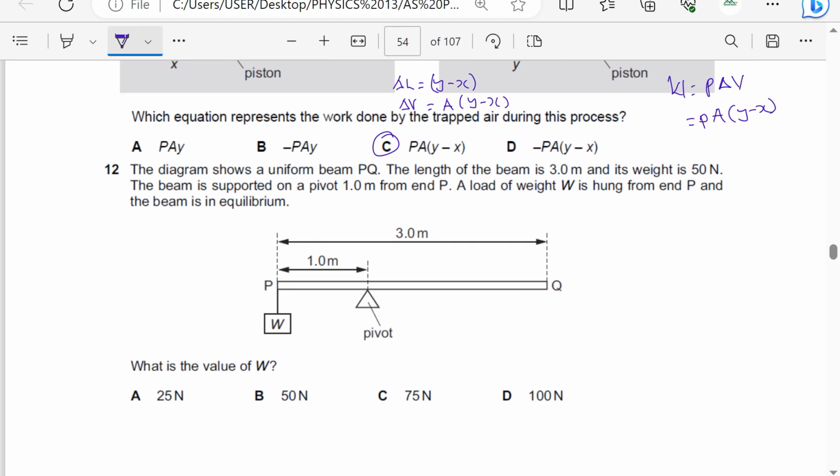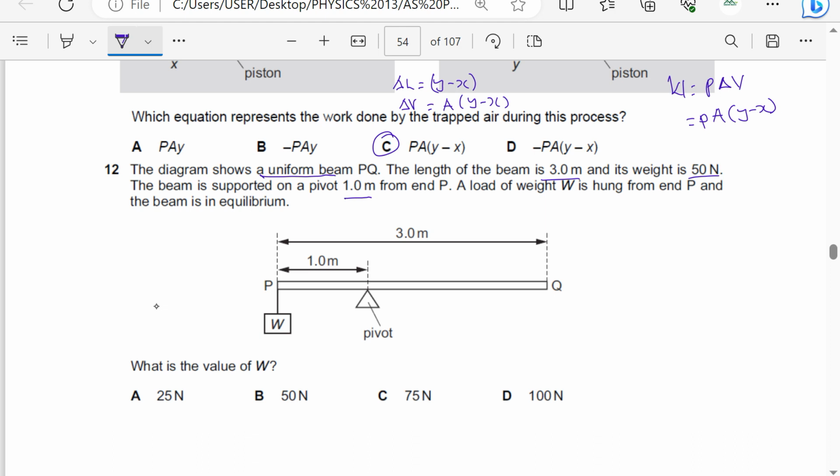The diagram shows a uniform beam PQ. The length of the beam is 3 meters and its weight is 50 newtons. It is uniform, its weight acts at the midpoint. The beam is suspended on a pivot 1 meter from end P. A load of weight W is hung from end P and the beam is in equilibrium.